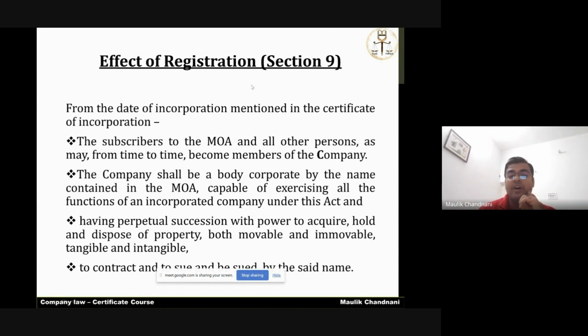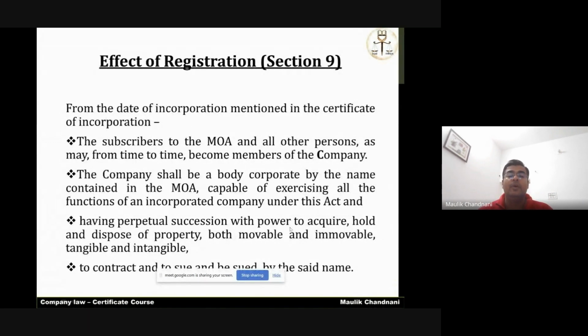From the date of incorporation itself, the subscribers shall be deemed to be the members of the company. The first members of the company will be the subscribers to the memorandum, or any other member who is named as a member in the memorandum, right? The company will become the company, that is, a separate legal entity. From that date itself, the company shall be taken as a body corporate under law.